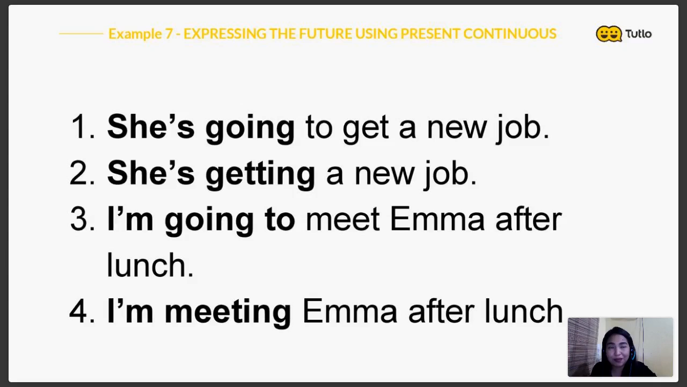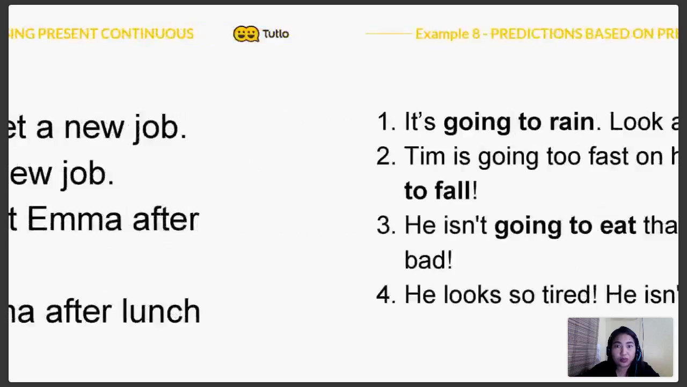But number four, I'm meeting Emma after lunch. It is confirmed. We talked about it and we agreed to meet after lunch. All right, so we already have a plan about it. I know it, Emma knows it. So that's the difference between the two. Okay? We also have another one if you want to make a prediction. All right, so for a prediction based on a situation that we can see right now, we must use the future tense with going to. I'm going to show you some examples.